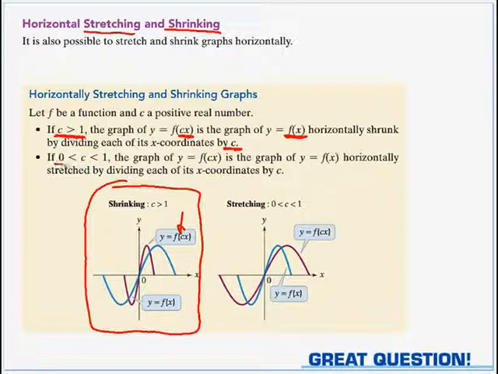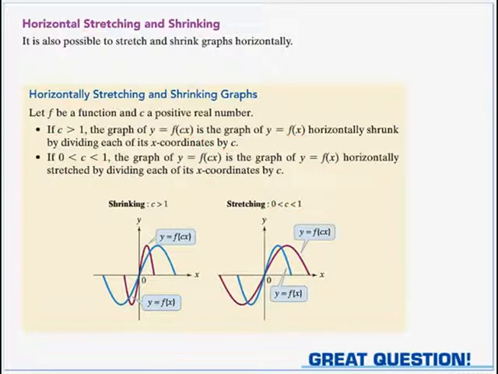If, on the other hand, c is a fraction or decimal between 0 and 1, then the graph of y equals f of c times x is the graph of y equals f of x horizontally stretched out, when we divide the x coordinates by c. So again, if we have a fraction or a decimal, it's going to stretch our graph out. The lighter blue one is the original f of x graph. The purple one is the f of c times x graph.